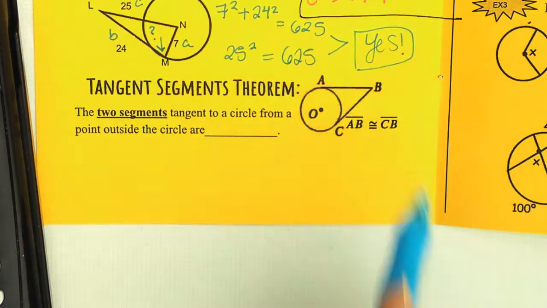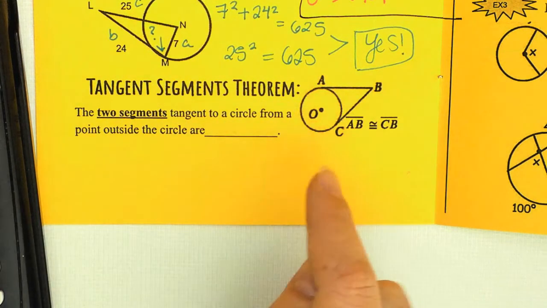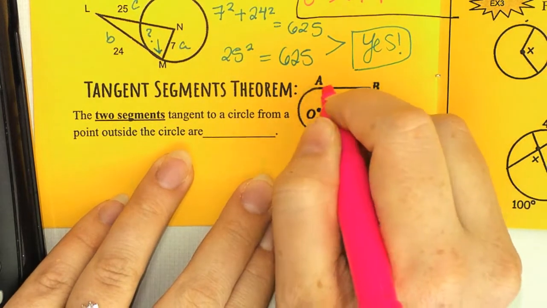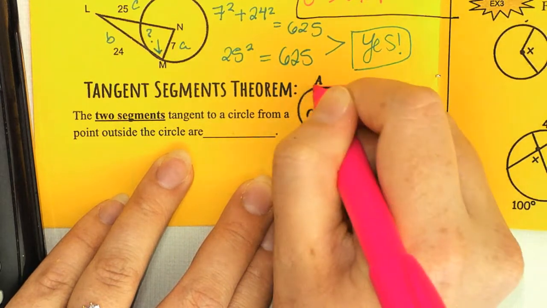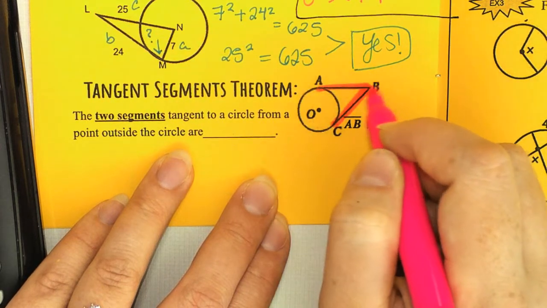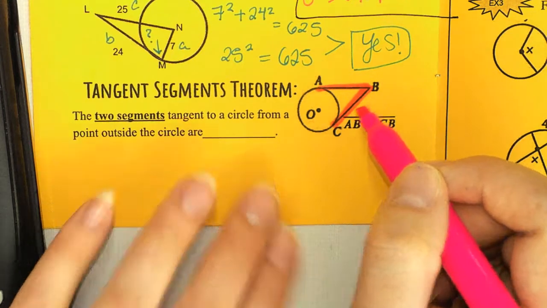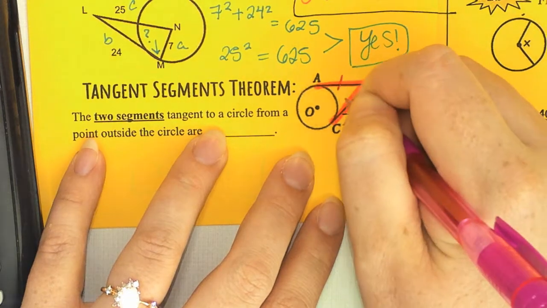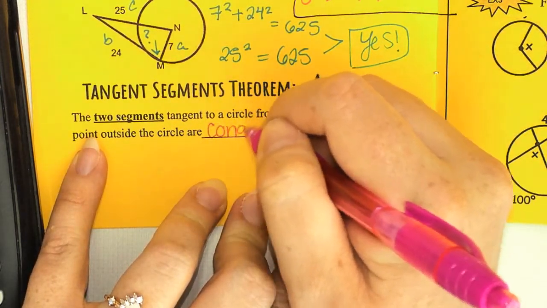Okay, the last theorem is the tangent segments theorem. It says that if you have two tangent lines, so remember a tangent is outside of the circle, it intersects the circle in one place. So in this picture, this line right here is a tangent, and this line right here is a tangent. And notice that they both intersect each other out here at point B. When that happens, that means that this line right here is the same length as this line. So these are congruent.